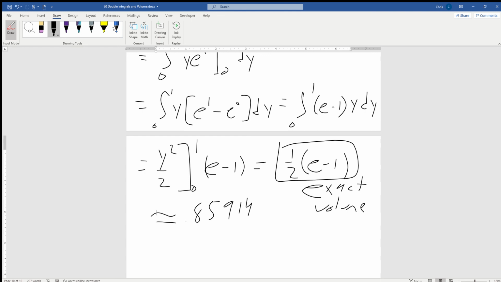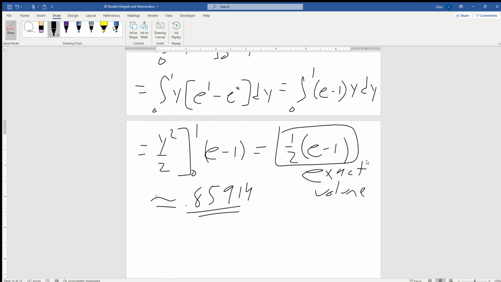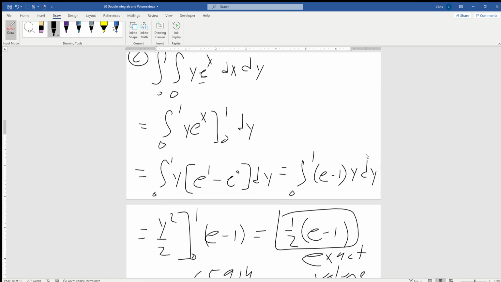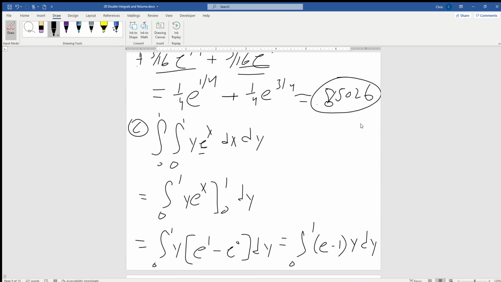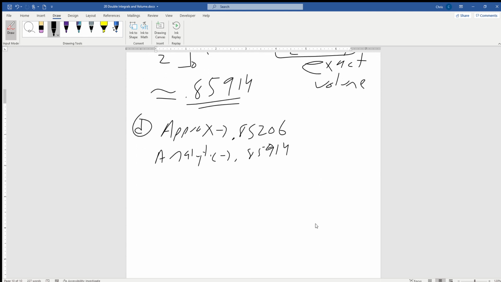All right, this is a pretty good representation of that. Now we go up here, we had 0.85026. So if I was to say, for the comparison, the approximation was 0.85026, and again, that's just from right up here. And then the exact, or I'll just say the analytic, was 0.85914. So we're pretty close. We're accurate to at least the hundredths place without any sort of rounding.